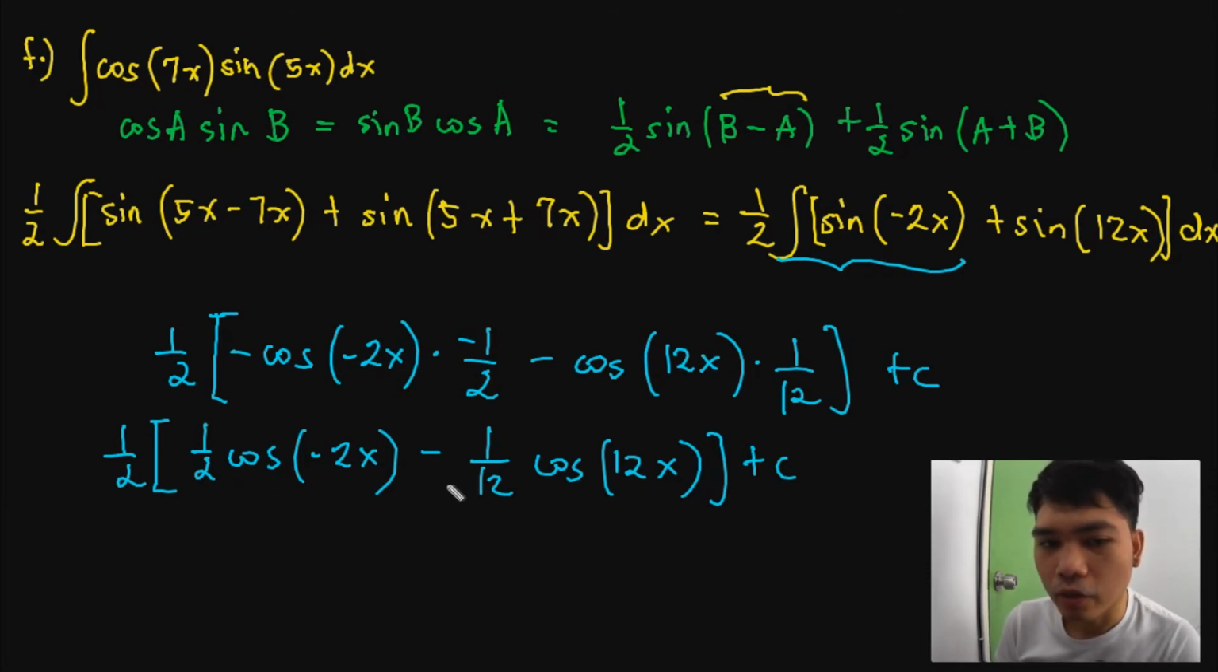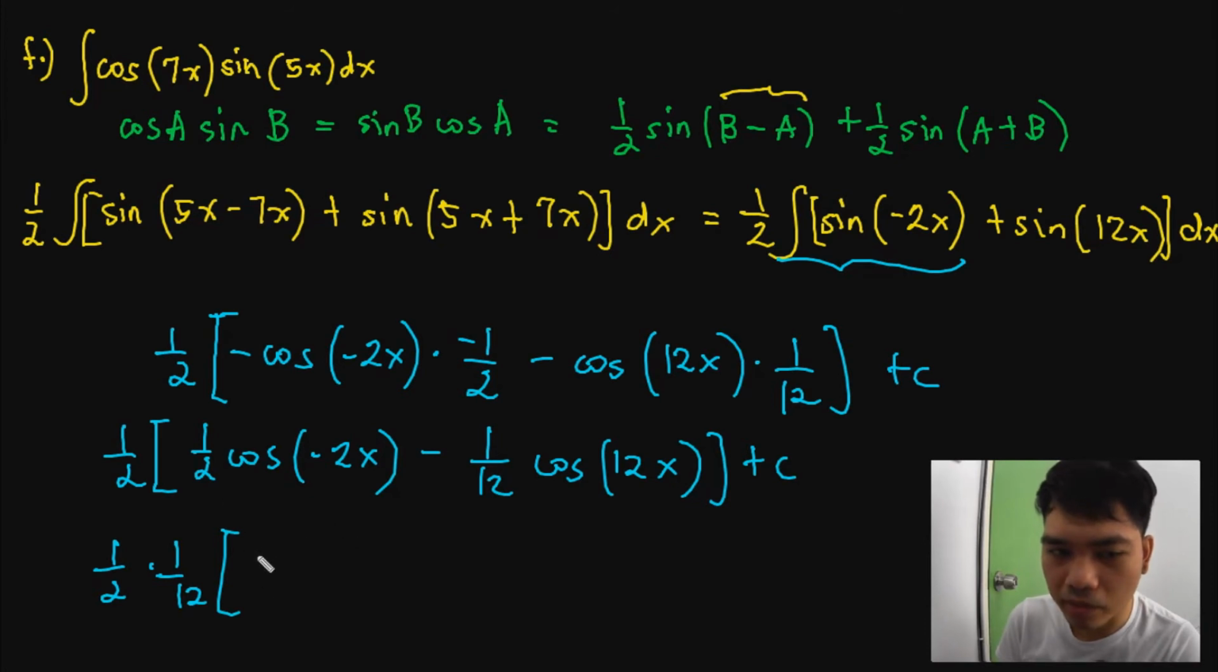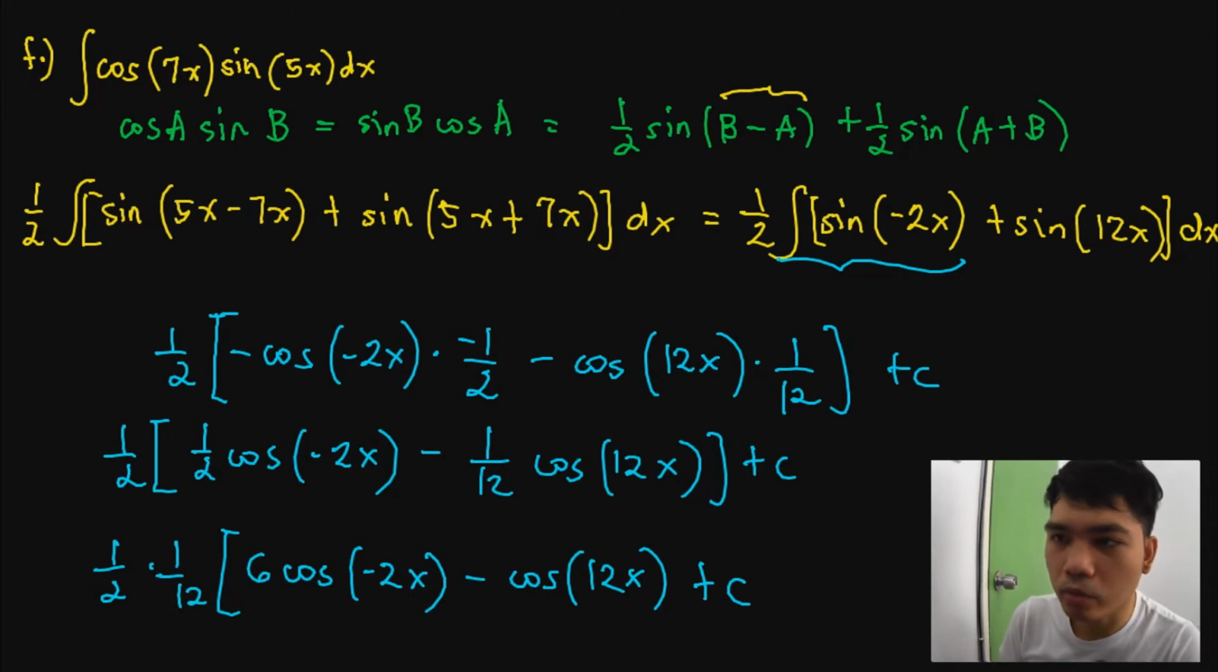Okay? So, alam naman natin na that would be 1/2 times 1 over 12. Okay, and then kung 1 over 12 pinactor out ko dito sa 1/2, this becomes 6. Diba? 6 cosine of negative 2x, and then minus, this one becomes cosine of 12x plus c. Okay, and then this one, this becomes 1 over 24. Okay, so yun yung ating multiplier ngayon sa labas. So 1 over 24. Okay, so this is your final answer.